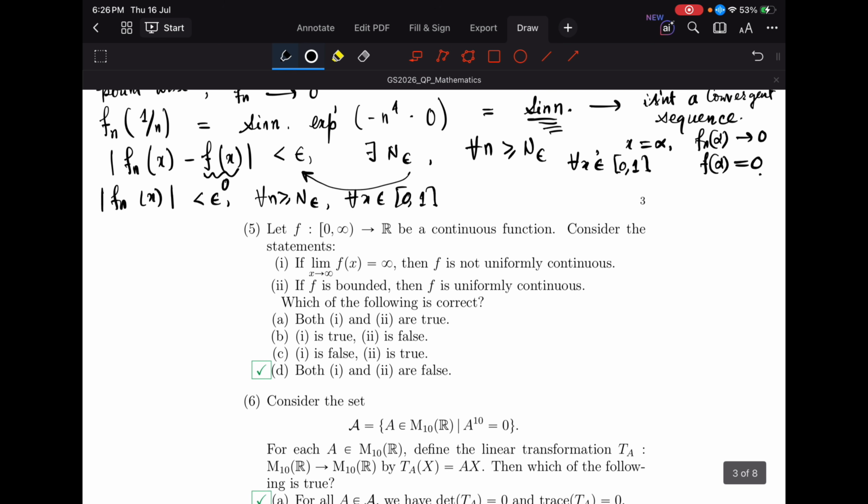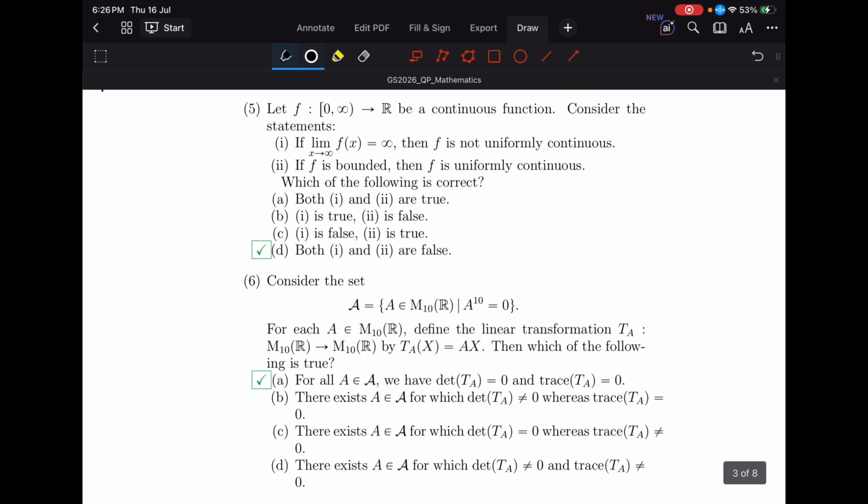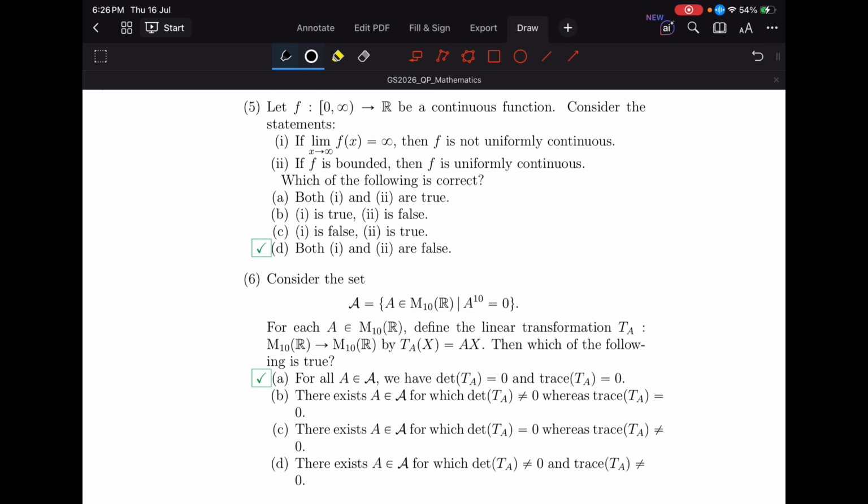Okay, let us move on to the next problem. Let f from [0, infinity) to R be a continuous function, consider the statements: if limit x tends to infinity f of x equal to infinity, then f is not uniformly continuous. And the second one is, if f is bounded, then f is uniformly continuous.